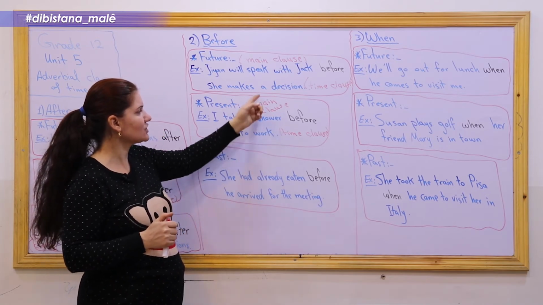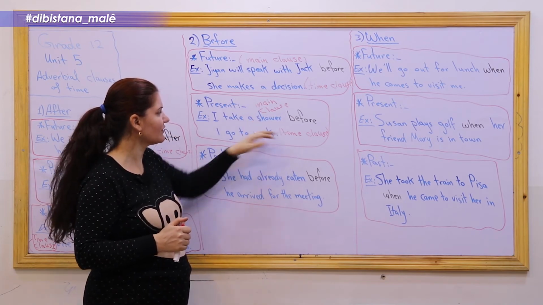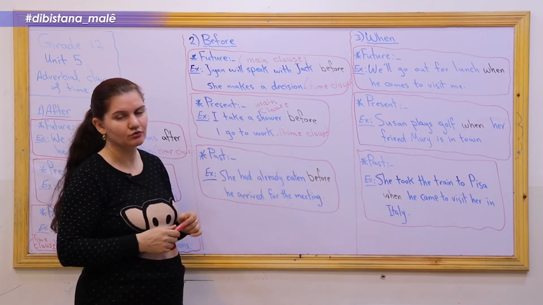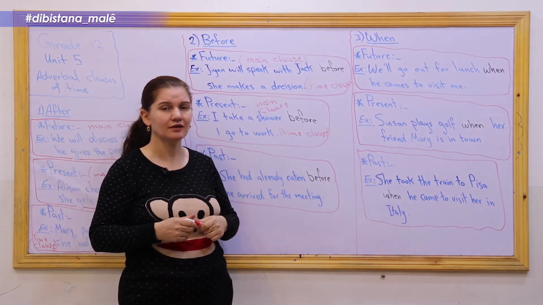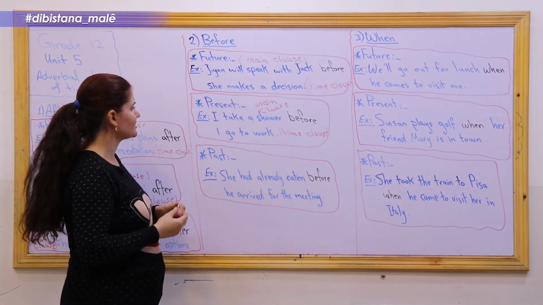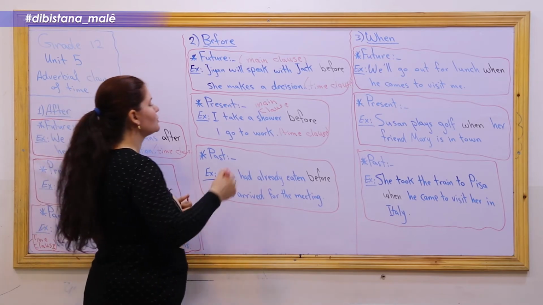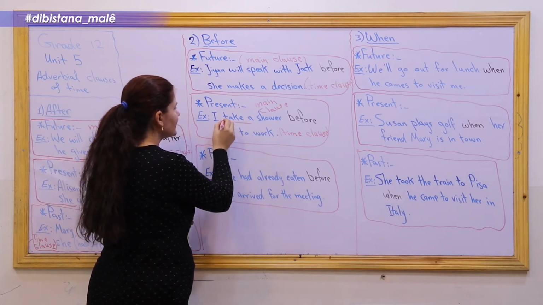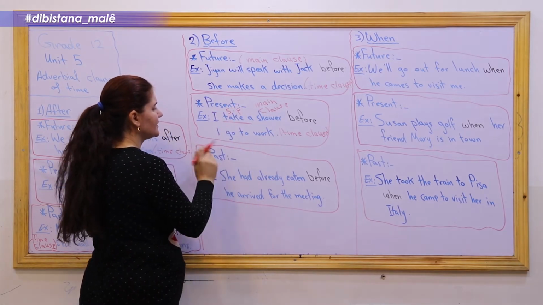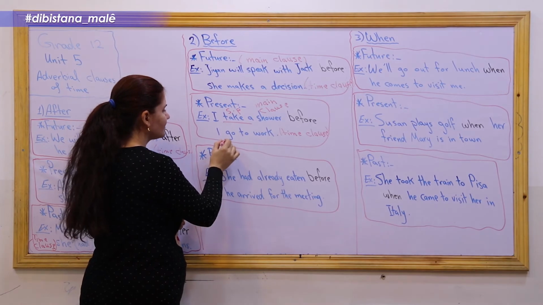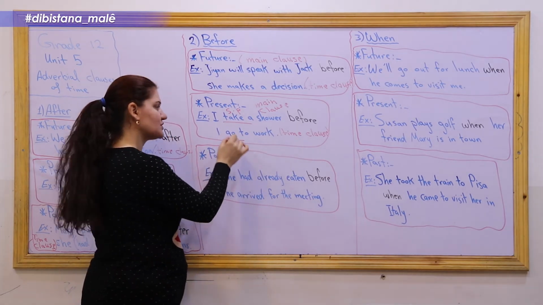So again, the action in the main clause happens first, and then we have the action in the time clause, which happens after the action in the main clause. Okay. Now let us see the tenses. The tense of the main clause is simple present. And the tense in the time clause, again, it's in the simple present.